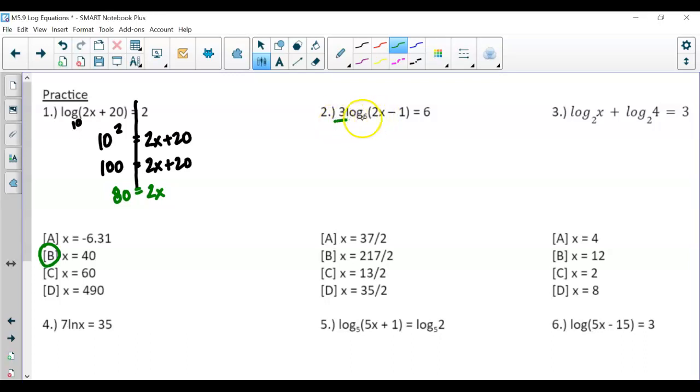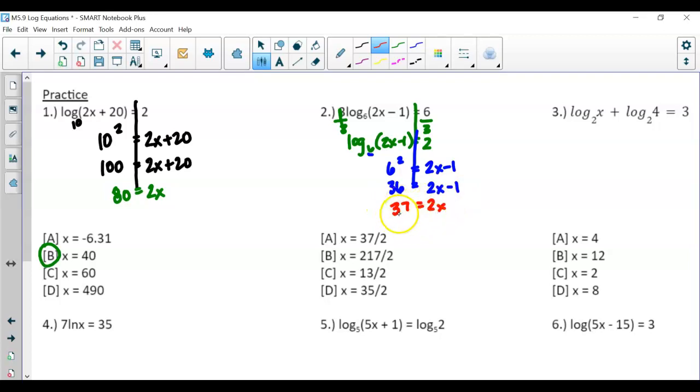Now here you had to first divide by 3 to get the log by itself. So log base 6 of 2x minus 1 is equal to 2. Now convert it to an exponential. Base of 6 to the second power is equal to 2x minus 1. 6 squared is 36, is equal to 2x minus 1. Now you got to slow down with this one, right? Don't subtract 1, make sure to add 1 to get 37 is equal to 2x. Divide by 2, that's how you get a.